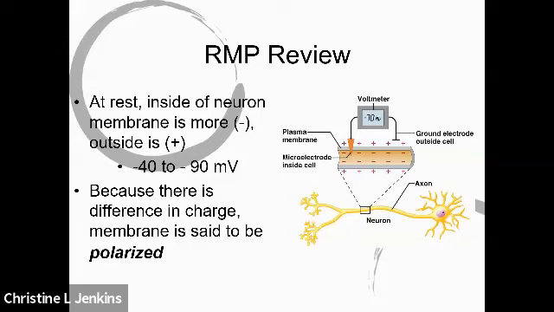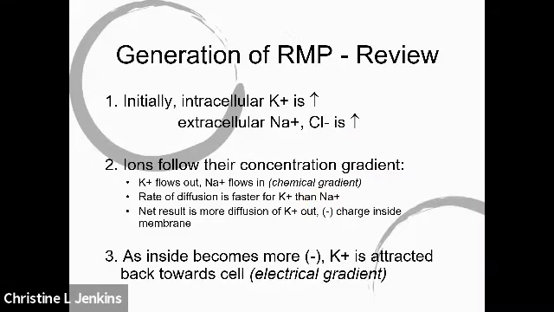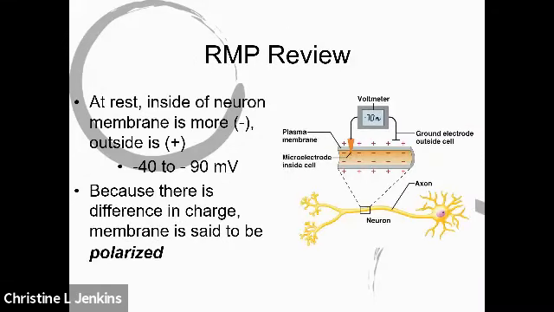Different types of cells in the body have different negative charges. Muscle cells tend to be more around -90 millivolts on the inside, but a nerve cell is -70. And what did we say about this resting membrane potential? It is a form of potential energy.